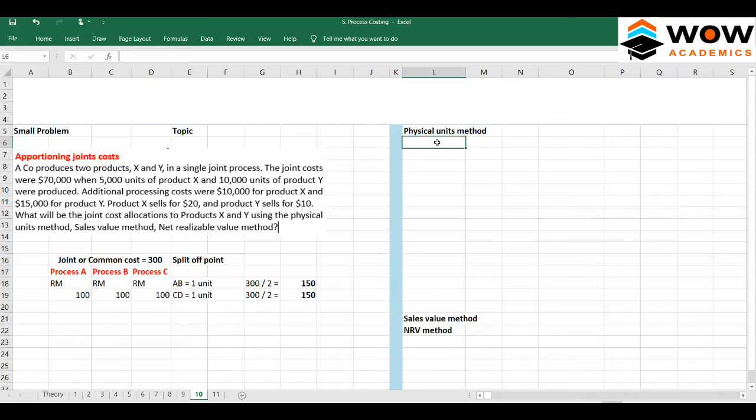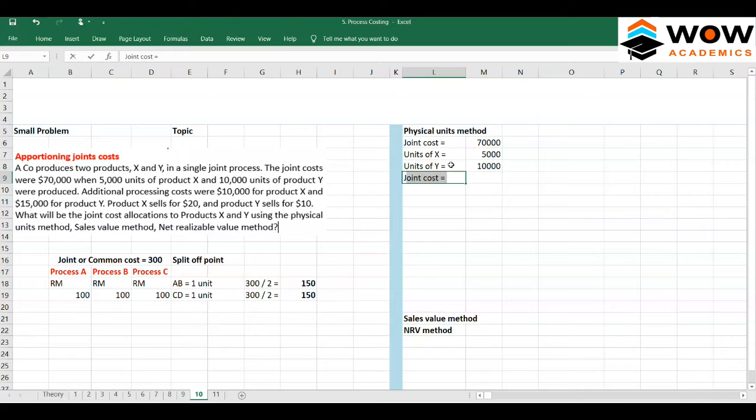So we'll start from the physical units method. The joint cost is going to be 70,000, and this would be allocated on the units, so it's going to be units of X and Y. X has 5,000 units and the units of Y is 10,000. So if we split, it is going to be like this.